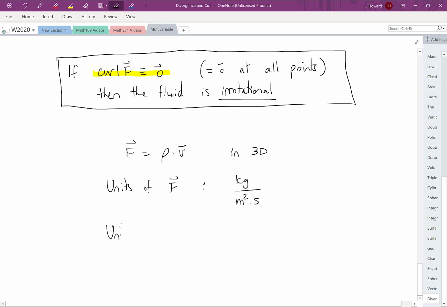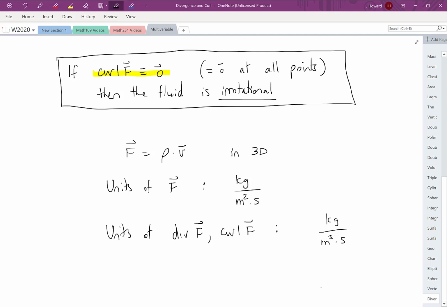And if we want to talk about the units of either the divergence of F or the curl of F, well, whether we're talking about divergence or whether we're talking about curl, what has happened mathematically is that we've taken partial derivatives with respect to x, y, or z of some of the components of our vector field. And taking that partial derivative just introduces another factor of meters in the denominator. So our units are going to be kilogram per meter cubed second. So that's all about divergence and curl.